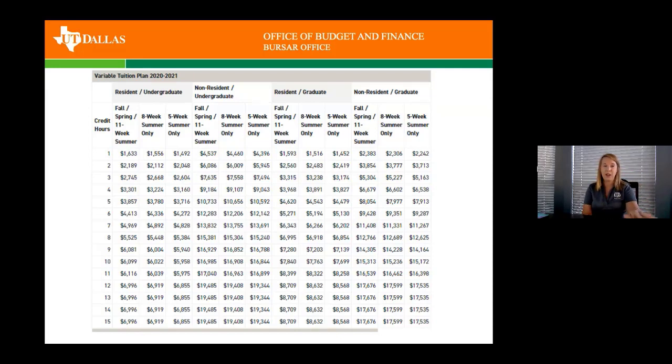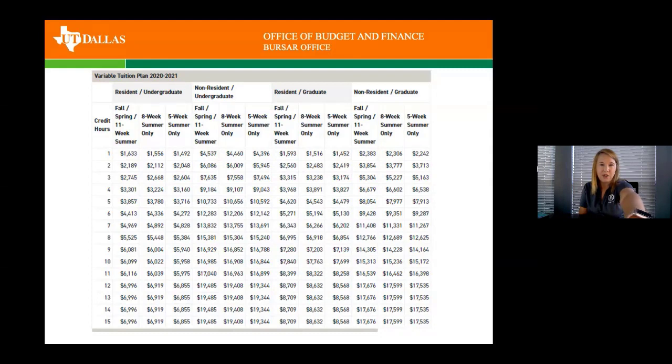So depending on what level you are, you'll go to the graduate or undergraduate side, and then you'll look at resident or non-resident, and then you'll follow the credit hours on your, if you're looking at the screen, it would be on your left-hand side. So you would go down to the number of credit hours. You say you're going to be in 9 credit hours, and you're going to go over on that line, and you're going to find which column that you fall under.